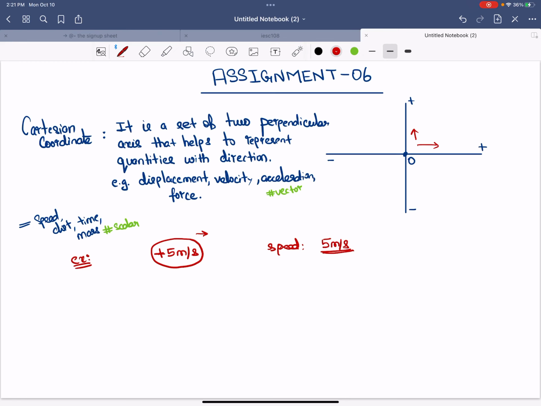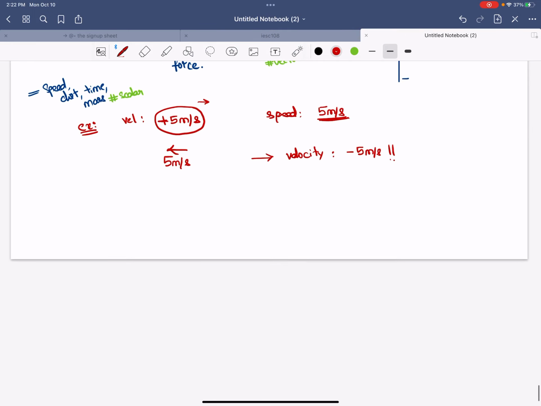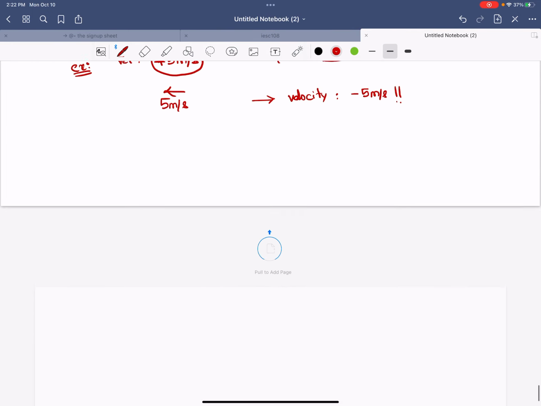Done. Very simple. Similarly, if I tell you that something is moving with a speed of 5 meters per second in the left direction, and I ask you what the velocity is, we know that left is negative, so it's going to be minus 5 meters per second. That's the velocity. So velocity will always have a plus or a minus to it, whereas speed is just the number. That's about it.